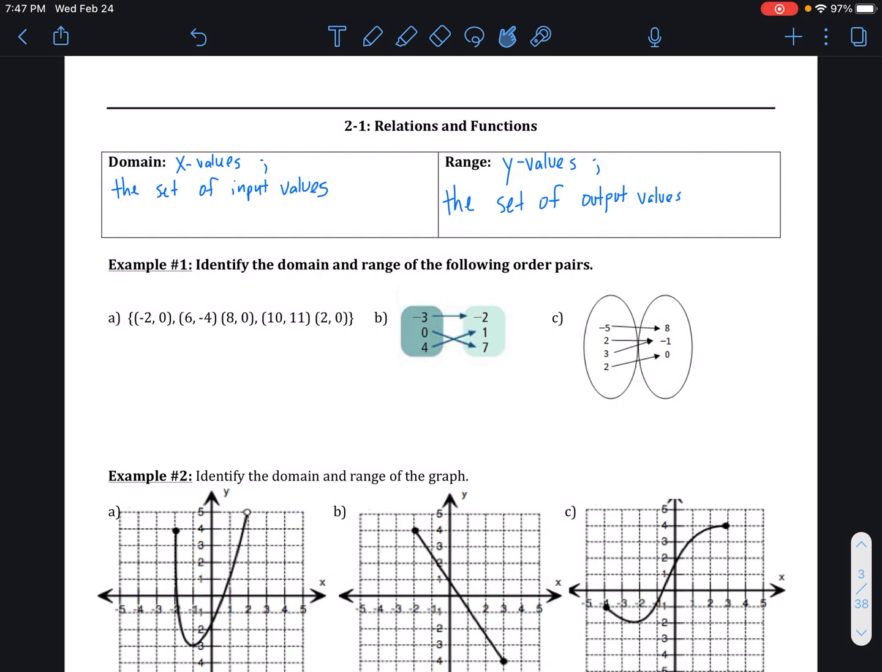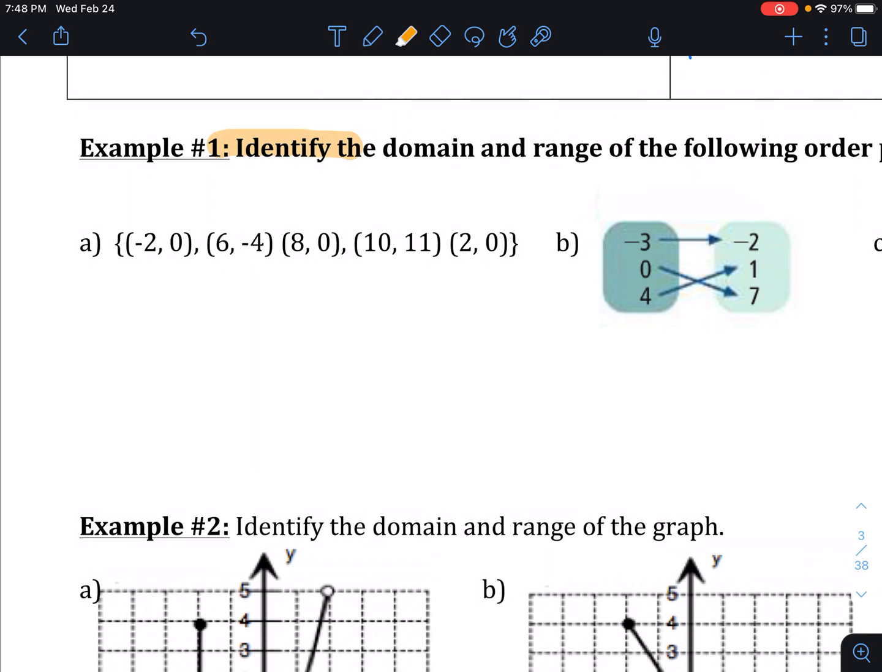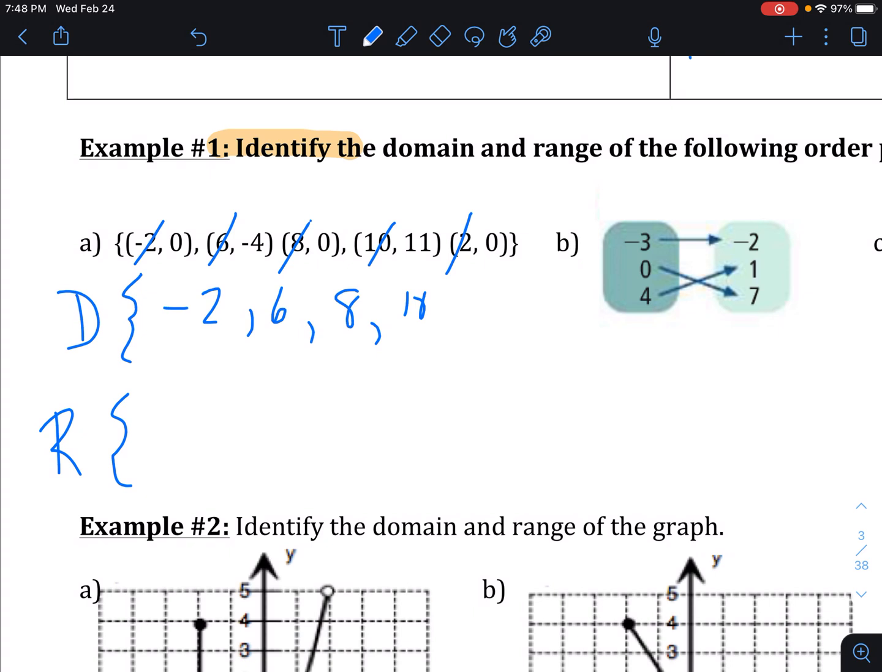So example 1, we're going to identify the domain and range of the following ordered pairs. So when the directions say identify, that means just list them, okay? So in A, we're going to put D for domain and R for range, and then we put them in curly brackets separated by commas. So the domain values will be the first x values here. So -2, 6, 8, 10, and 2.